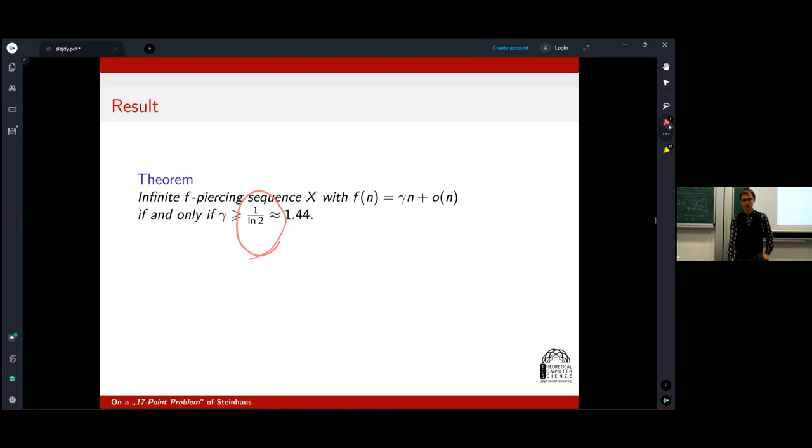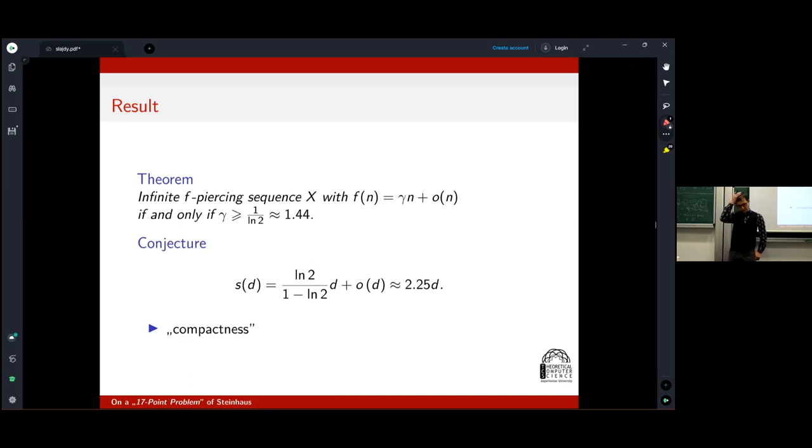So this is a nice thing, and we can go to infinity. It's a nicer problem, because we can either construct an infinite sequence that satisfies it for gamma that is at least 1 over ln 2, and for smaller gamma it will break at some point. So this result somehow tells you that our parametrization of the problem is better. This is really what happens. And it also motivates our conjecture.